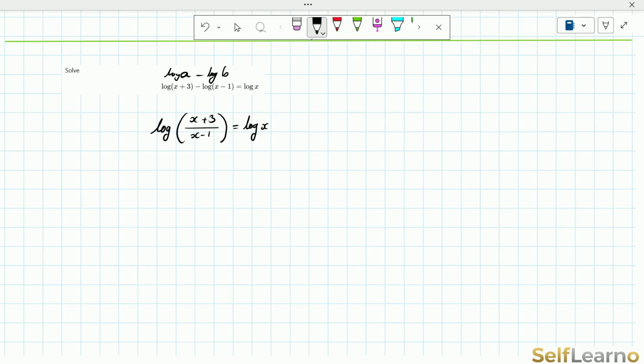Now we can compare the arguments on both sides. By comparison, I get x plus 3 by x minus 1 is equal to x. We can do the cross multiplication: x times x minus 1 is equal to x plus 3. So x square minus x is equal to x plus 3. Let us collect everything on the left.